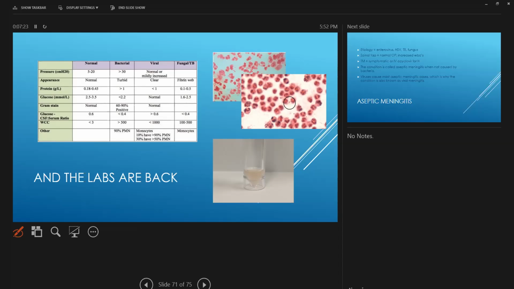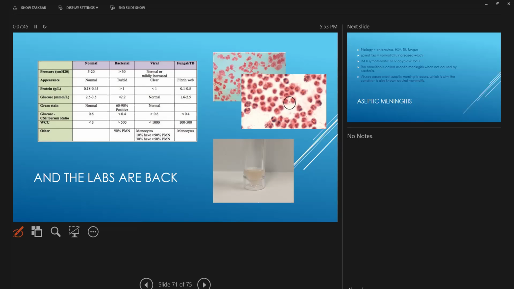There's going to be low to normal protein, and then this glucose, look, it's 2.5 to 3.5. That's normal for normal spinal fluid. And then the gram stain is going to show us nothing with a glucose to CSF ratio of 0.6. And this is the white cells, so there should be less than 3 white cells if it's a good tap.